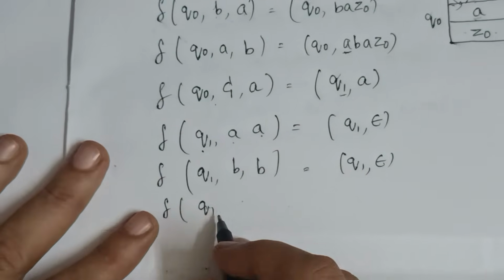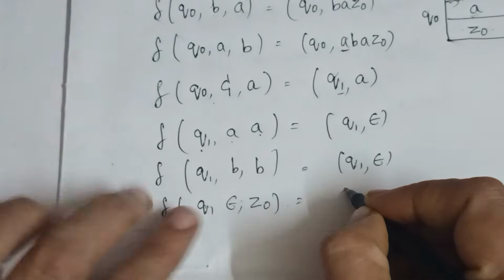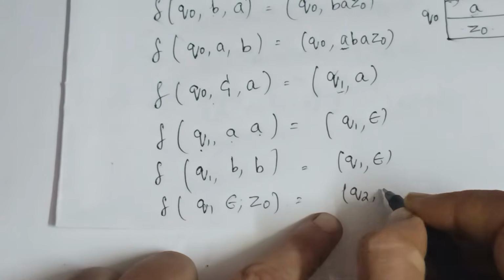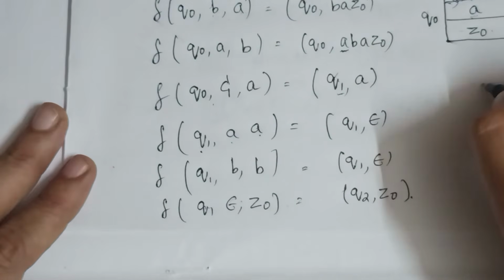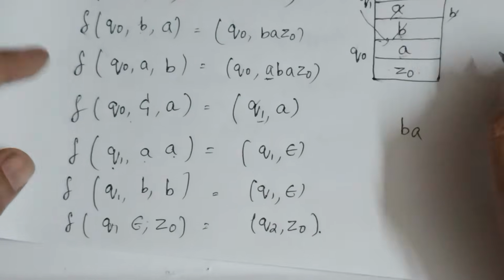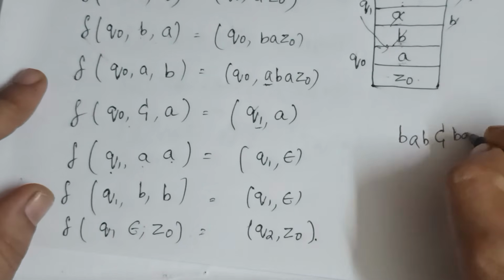Okay, now I am finally in the state Q1. Q1 epsilon Z0 equals going to the state Q2 Z0. Suppose you take another string called BAB. If you take a string called BAB, then the reverse of the string is BAB.